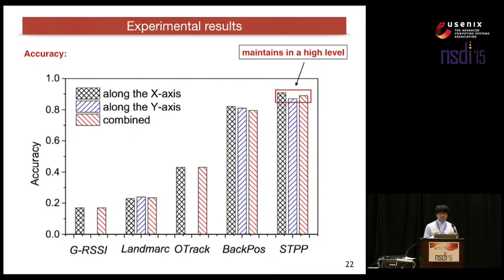So let's first look at the detection accuracy. Here, we compare our scheme with one heuristic and three schemes proposed in previous works. The heuristic is called GRSSI, which explores the signal strength changes to determine the tag order along one dimension. The second scheme is Landmarc, which explores the similarity of signal changes to determine the tag position. The third scheme is called OTrack, which leverages the RSSI and reading rate to determine the tag order along one dimension. The fourth scheme is BackPos, which explores the hyperbolic positioning principle to determine the tag location. As this result shows, our STPP scheme outperforms all of these four schemes to a great extent, and its detection accuracy stays above 88% for both the X and Y axis.